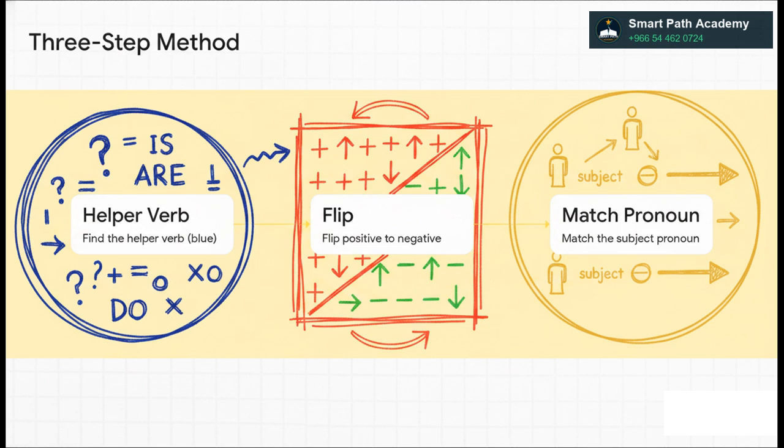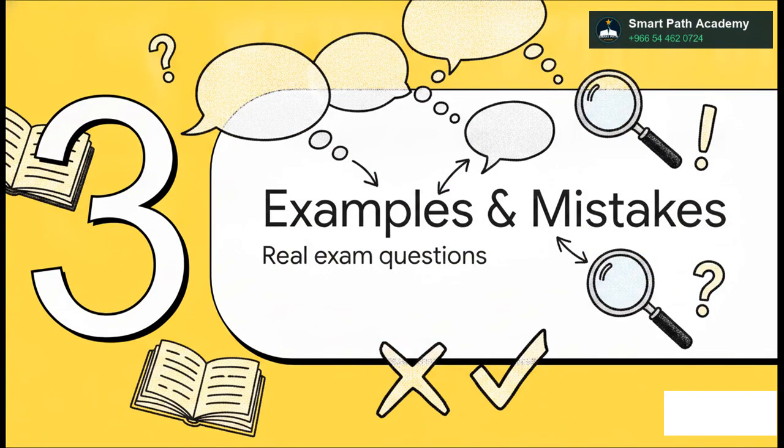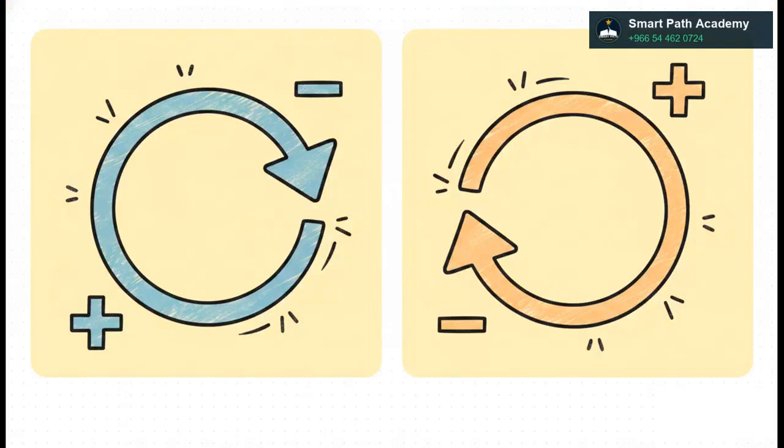And finally, step 3, in gold, match the pronoun. Just grab that subject pronoun and drop it right at the very end of the tag. It really is that simple. Let's see this in action in Section 3, examples and common exam mistakes. Let's read these together slowly to really anchor that positive to negative flip in our minds.